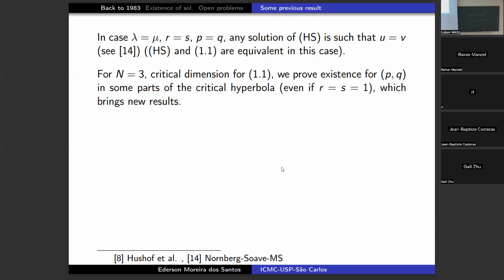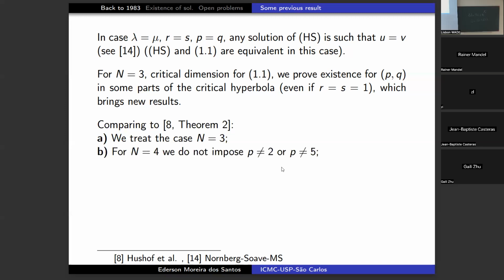We prove existence for P and Q in some parts of the critical hyperbola, even in the case with R equals S equals 1, that was treated in the paper by Mitidieri and van der Vorst, but they consider dimension bigger than 4. So comparing to the paper of Mitidieri and van der Vorst, our contribution is threefold. We treat the case of dimension 3, as I said.